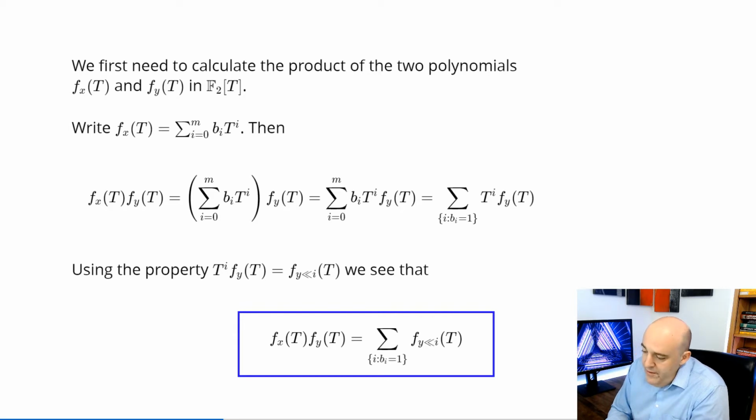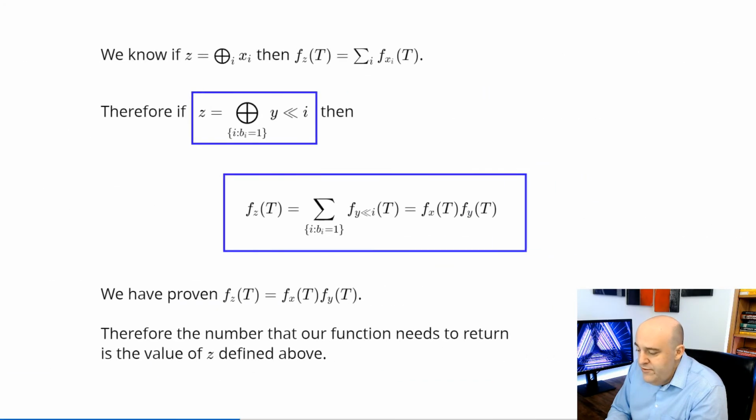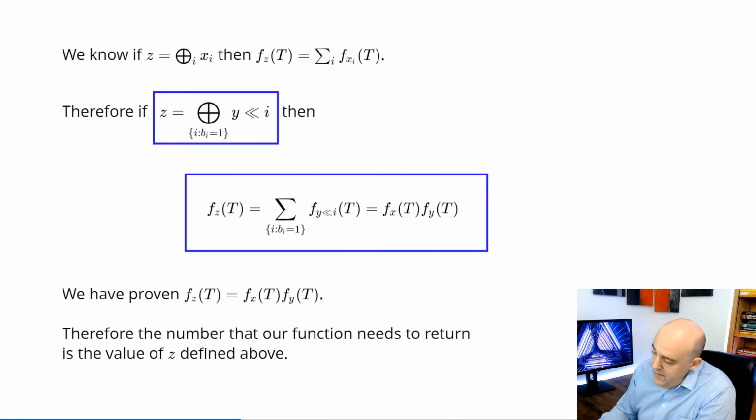And then we remember that little property that if we have t to the i fy of t, that's the same as the polynomial associated to the left shift of y by i times. So we can replace that and we get a nice little formula for the product of those polynomials. We see that at the bottom. fx of t times fy of t is the sum over all i, where bi is 1, of the polynomials associated to y left shifted by i.